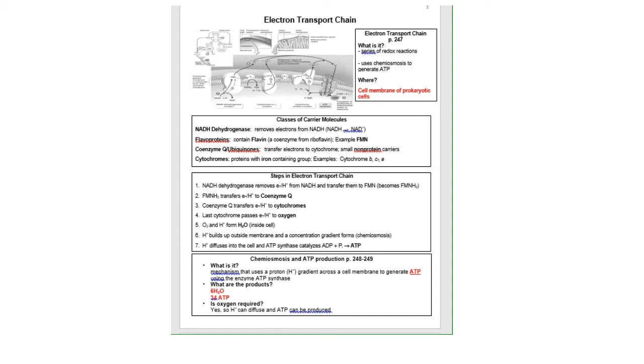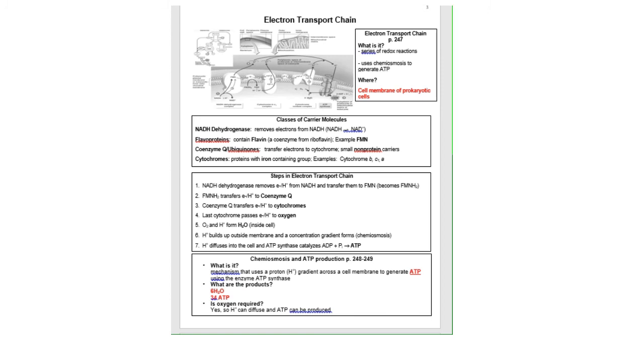Where does this occur? Well, we need to create what's called a concentration gradient, meaning a difference in the amount, in this case protons, on one side of a membrane than the other. So we were going to use the cell membrane to create that concentration gradient of prokaryotic cells. In a eukaryotic cell, this would occur in the mitochondria, but prokaryotic cells do not contain mitochondria.